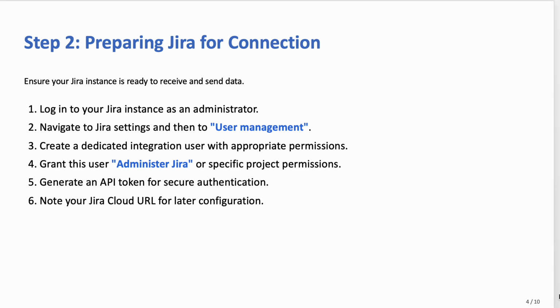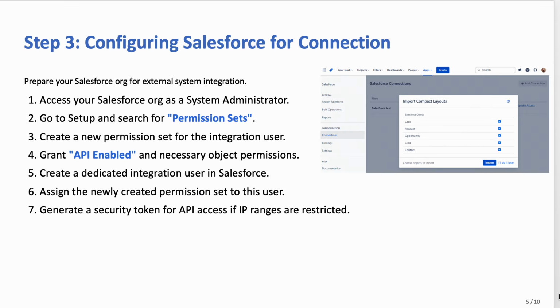Okay, then guys, preparing Jira for the connection. First of all, log in to your Jira instance as an administrator, navigate to the Jira settings and create a dedicated integration user with appropriate permissions. Generate an API token for secure authentication. Note your Jira cloud URL for the later configuration.